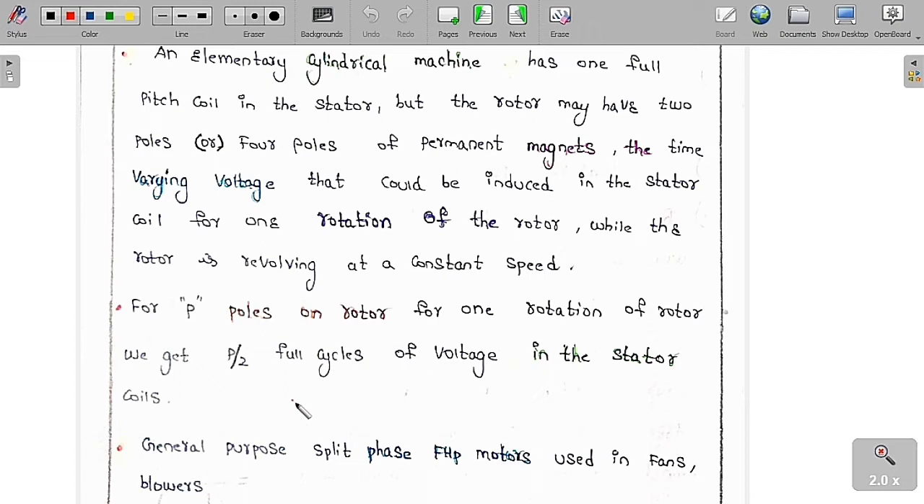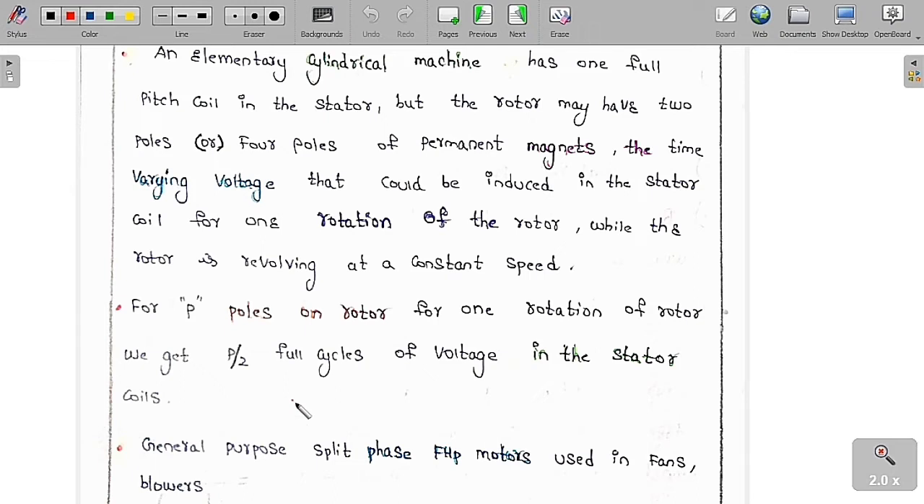Suppose in the stator there are coils, and in the rotor we are going to keep some poles. Suppose P poles are there on the rotor, and for one rotation of the rotor, then we are going to get P/2 full cycles of voltage in the stator coils. So for P poles on rotor, for one rotation of the rotor, we get P/2 full cycles of voltage in the stator coils.